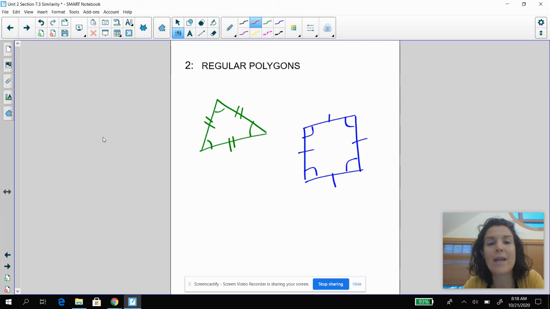All right, the second one is, this is really important. When we hear the word regular for polygons, a regular polygon is any polygon that has congruent sides and congruent angles. So a regular polygon could be a triangle, it could be a quadrilateral, it could be a pentagon, it could be an octagon, it could be a hexagon, whatever. So as long as all the sides are congruent to each other and all the angles are congruent to each other, then it's considered a regular polygon.